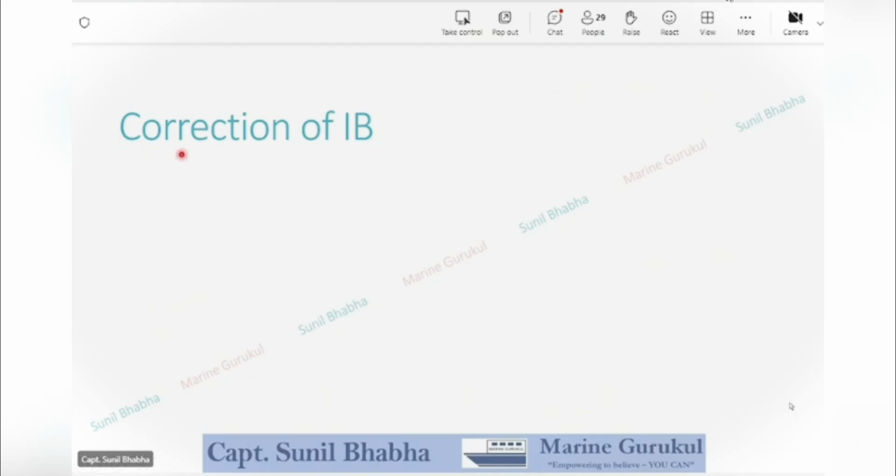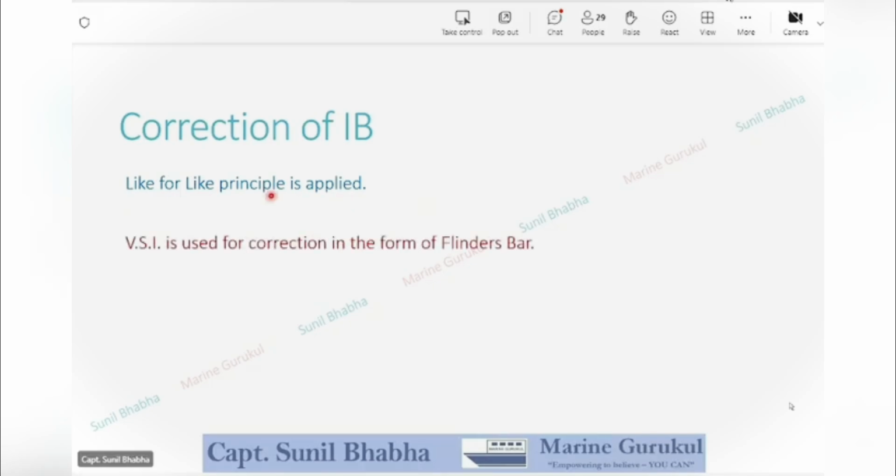Let's now discuss the correction procedure, the concept behind the correction of induced B. We use the like cures like principle. That means permanent deviation is corrected using a permanent magnet. Induced deviation is corrected using an induced magnet. Since this induced B is generated because of magnetism in the vertical soft iron, we will use soft iron for correction of induced B. So vertical soft iron is used for correction and it is used in the form of a Flinders bar.